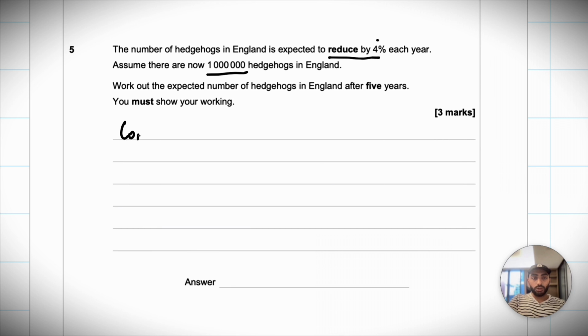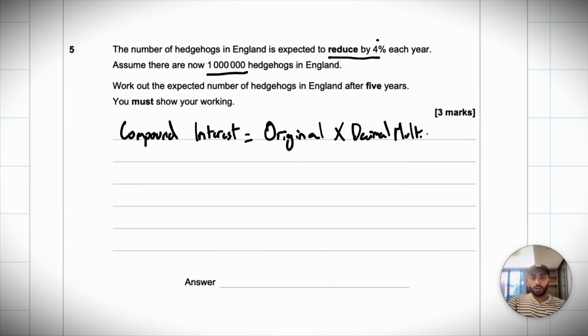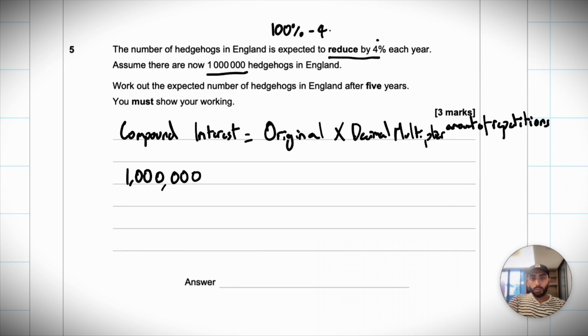The formula that we use for compound interest is the original amount multiplied by the decimal multiplier, and that is raised to the power of the amount of repetitions. Let's go through those. The original amount here is 1 million. The decimal multiplier, because this is being reduced by 4% every year, we're starting off with 100% and we're reducing it by 4% every single year. So that will be 96%. And as a decimal, this is 0.96.